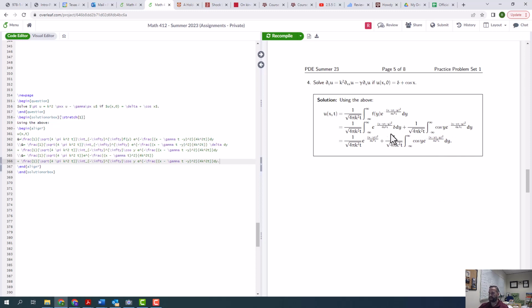The main thing here is that with the delta distribution, when we integrate with the delta, we just replace the y with a 0. If there's not a subscript, the subscript is 0. Like if the subscript was 7, we would replace the y's with 7. But this is what we have for this problem. This is all that we can do for this problem.